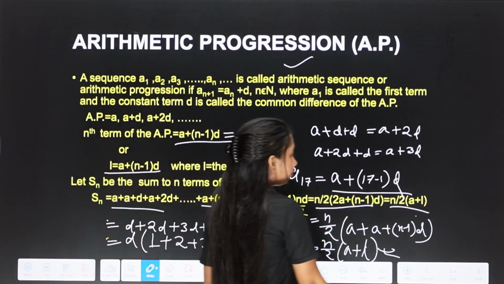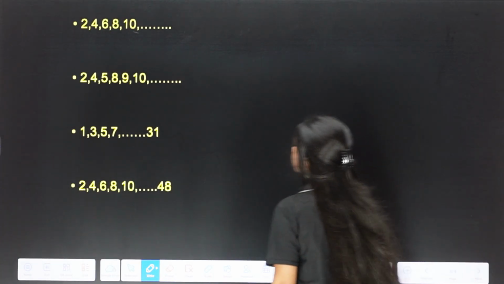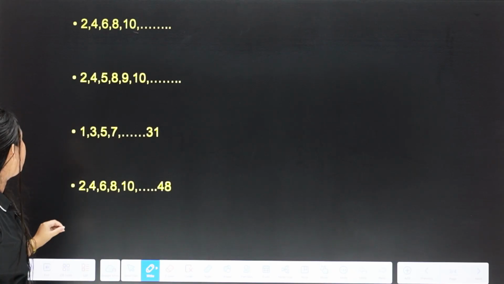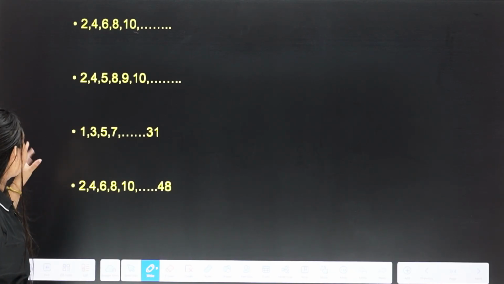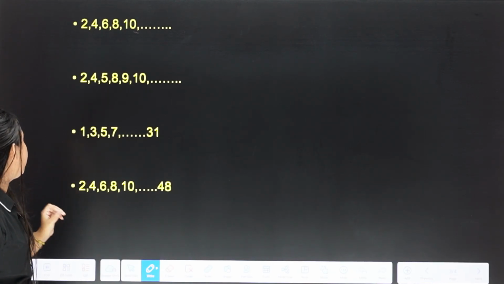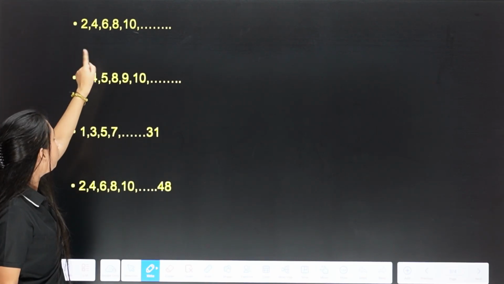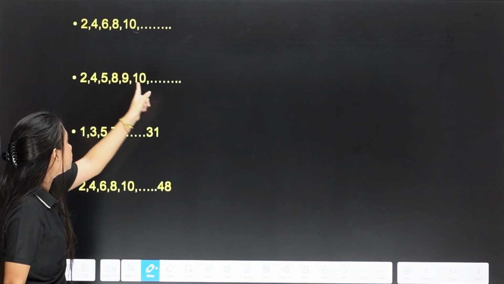So let's come to the next slide. We have some examples, and we will first solve whether it is an arithmetic progression or not. Our first example is 2, 4, 6, 8, 10 and so on.